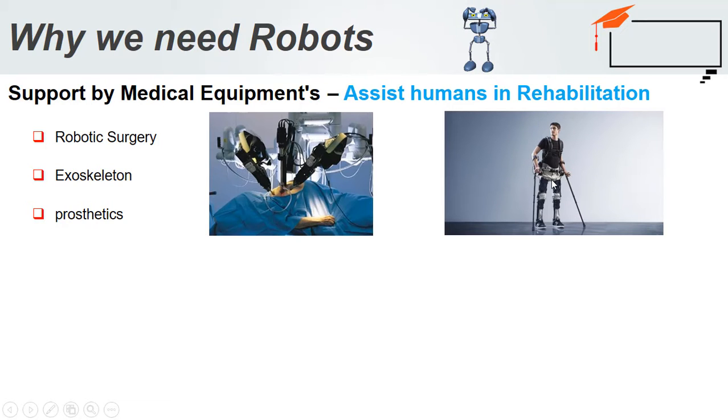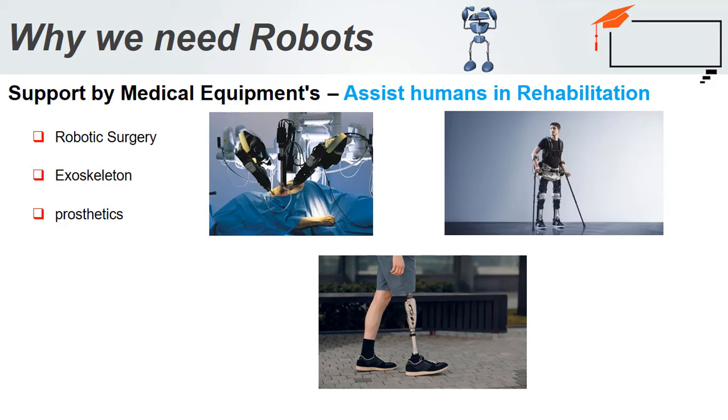That is an external bony structure attached to the human body, which helps the human to walk over the road surface and move. And the prosthetics, which is the replacement of body parts. So a person lost one leg during an accident. That bony part can be replaced by this prosthetic leg. So this is why we need robots.